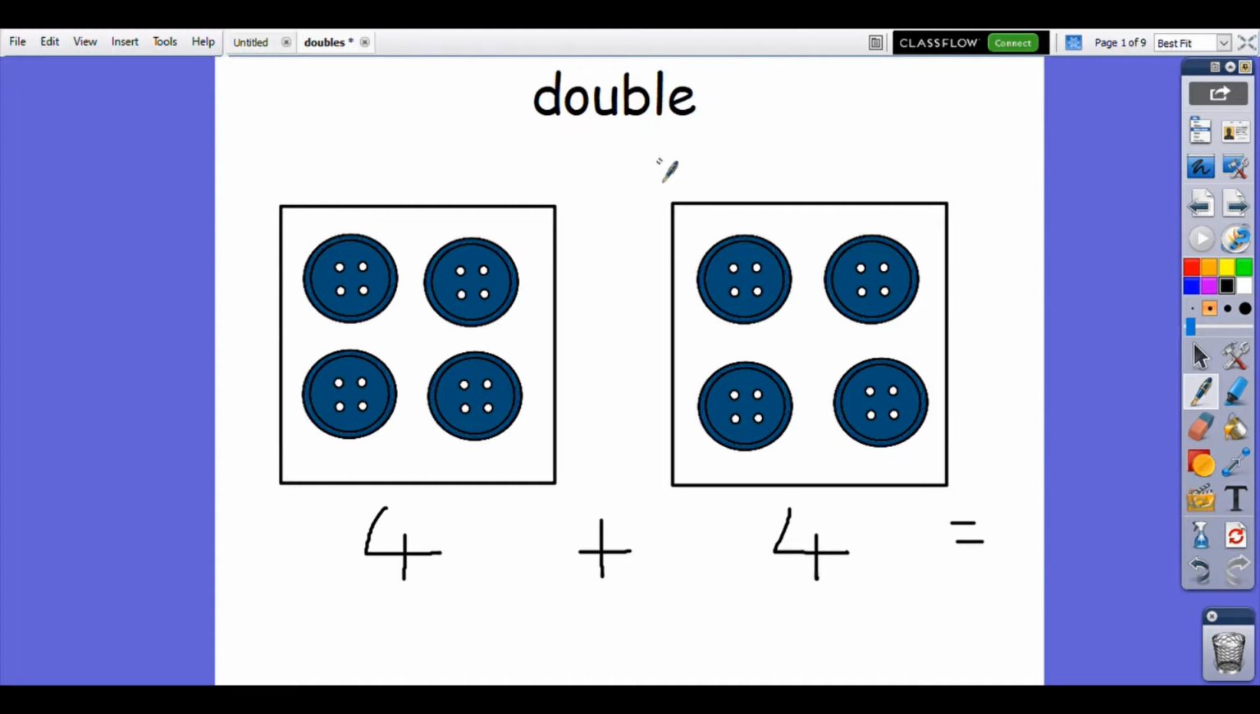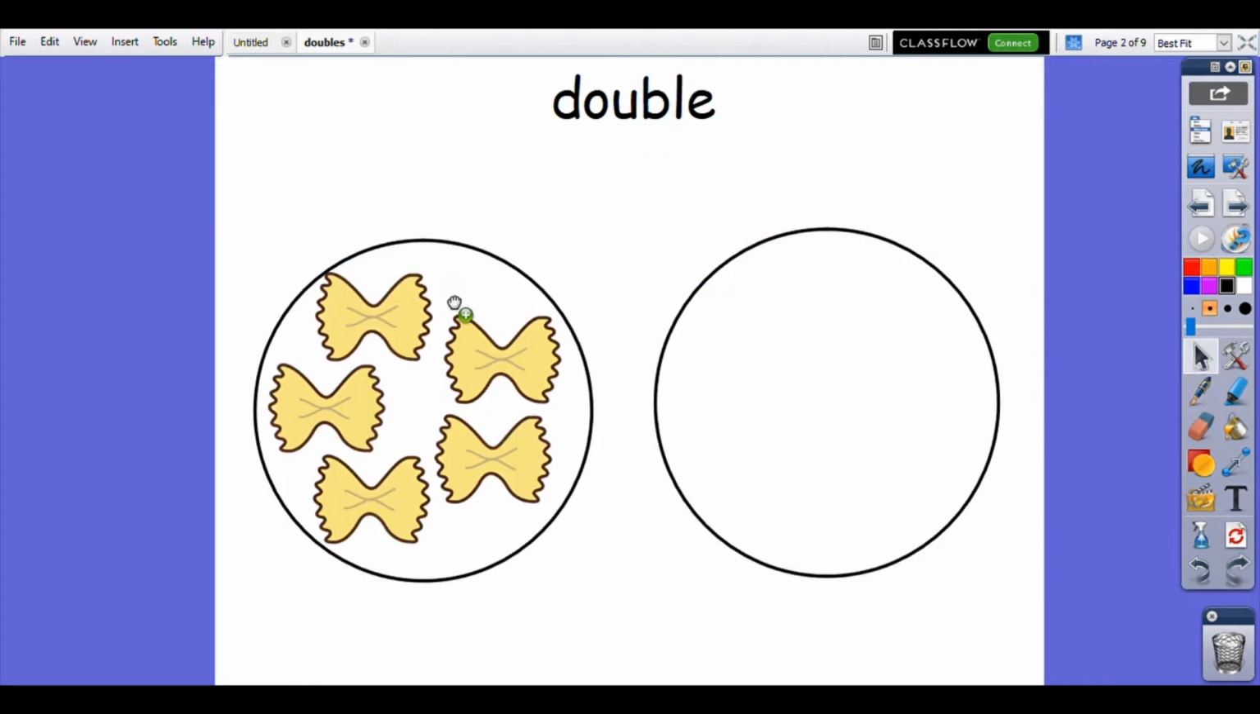So altogether, all the buttons I have on my whole page is 1, 2, 3, 4, 5, 6, 7, 8. And I'll try and squeeze the 8 on the end there. 8. There we go. So double 4 is 8. Thank you. I've done that correctly. I'll give myself a tick for that one. This next one I'm not so sure about. I tried to double my pasta. 1, 2, 3, 4, 5.